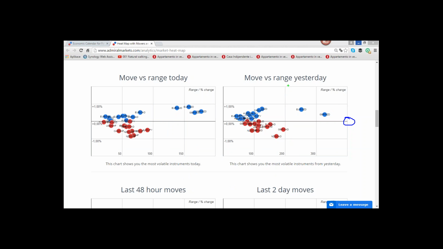Whereas if it's somewhere here, it had less volatility, but it moved to the upside very, very strongly. Compare that to a pair maybe that is somewhere in here, let's say below the zero. That means that there was even less volatility compared to green, and there was a slight downside movement. Does that make sense?